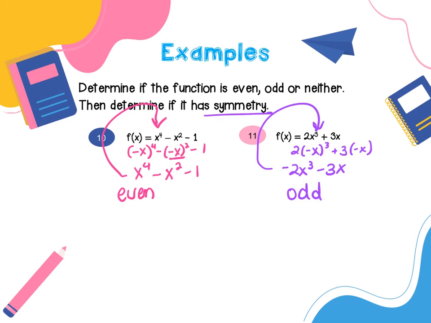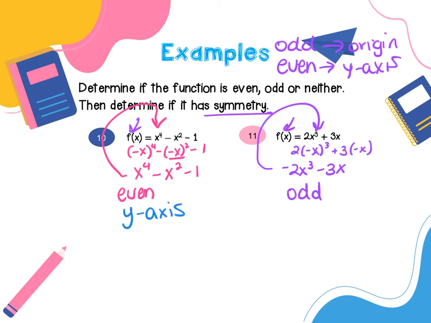So remember symmetry, if it's even, it has y-axis, and if it's odd, it has origin. And a function, because these are f of x's, can't be symmetric to the x-axis. So this would be even and symmetric to the y-axis, and this would be odd and symmetric to the origin.